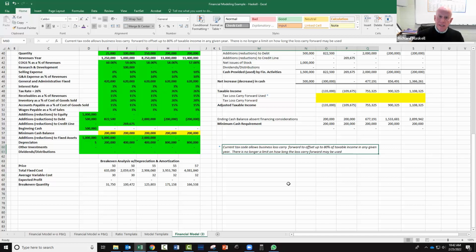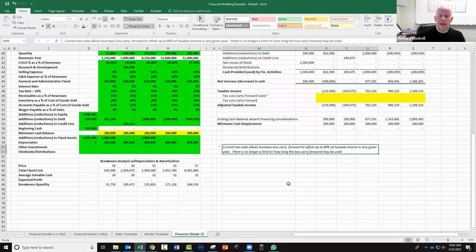So you can keep carrying any losses forward in perpetuity, and in any given year, you can use loss from prior years up to an amount equal to 80% of that particular year's taxable income.